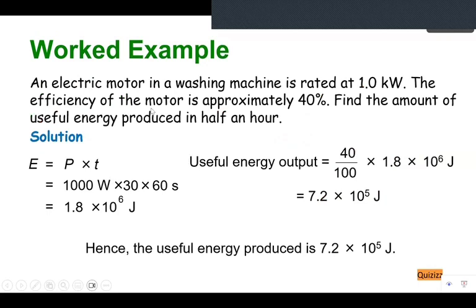Okay, next, we move on to a worked example with efficiency. It says that an electric motor in a washing machine is rated at 1 kilowatt.